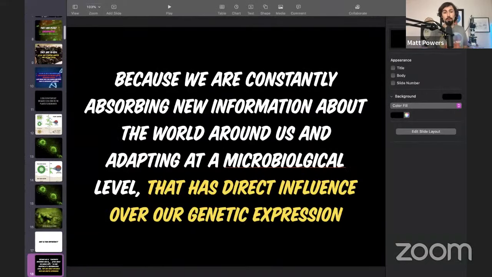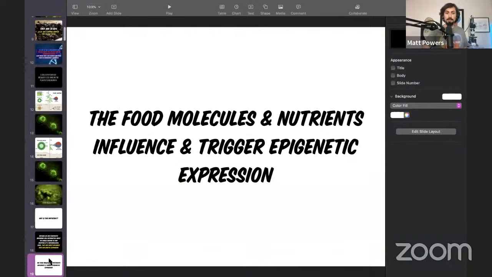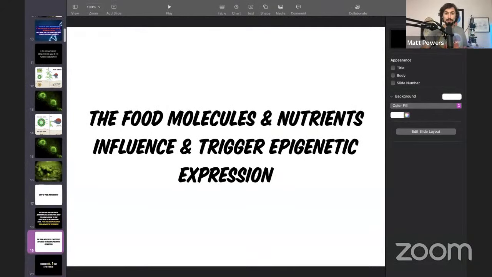So why is this important? Because we are constantly absorbing new information about the world around us and adapting at a microbiological level. That has a direct influence over our genetic expression. So everything around us, the environment. If we want to biohack, we've got to biohack our environment. You see what I'm getting at? The food molecules and the nutrients influence and trigger epigenetic expression.